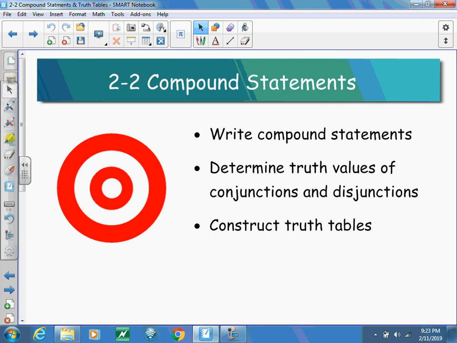So, what I'm going to do is talk about compound statements, and if you know what a compound sentence is, then you should be able to figure this out pretty well. We're going to determine if a compound statement is true or false and explain what makes it true or false. And then I'm going to show you how to do some truth tables, true-false tables.